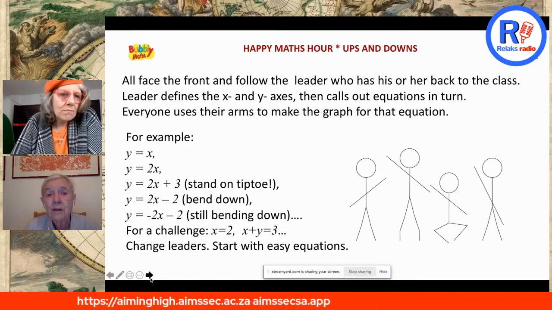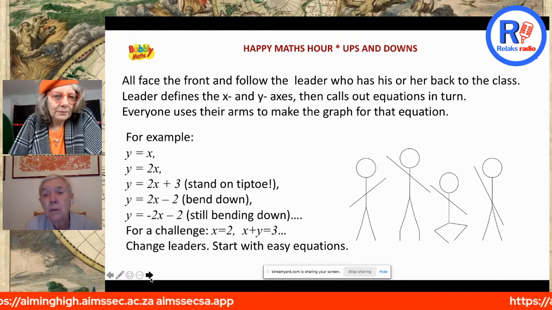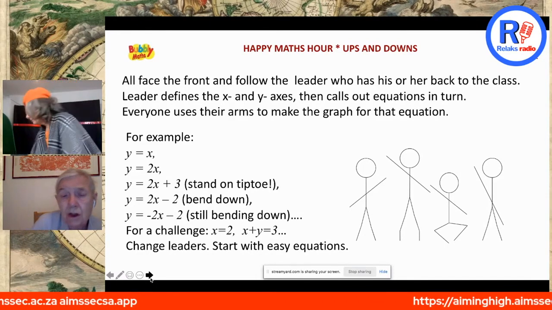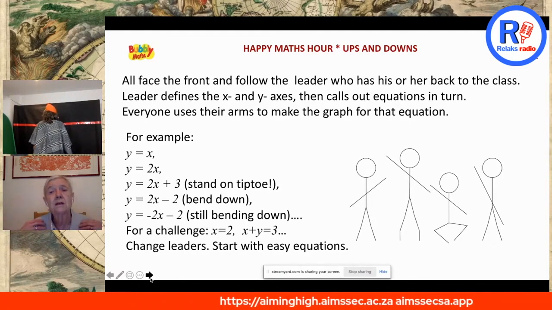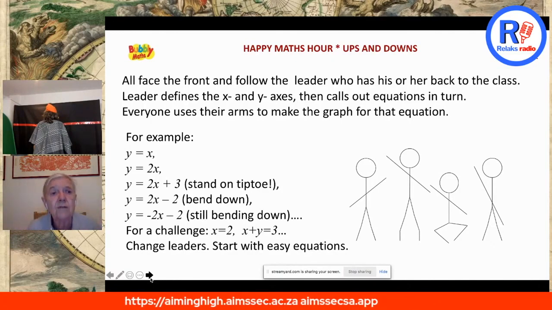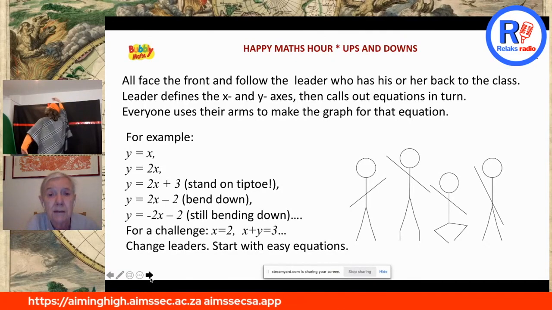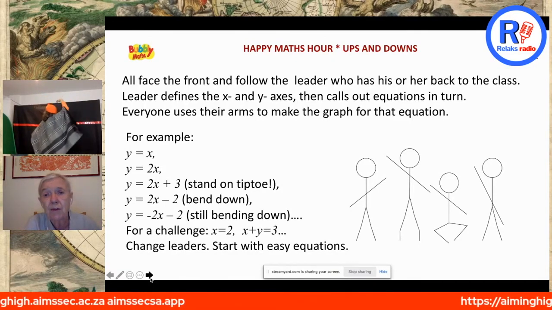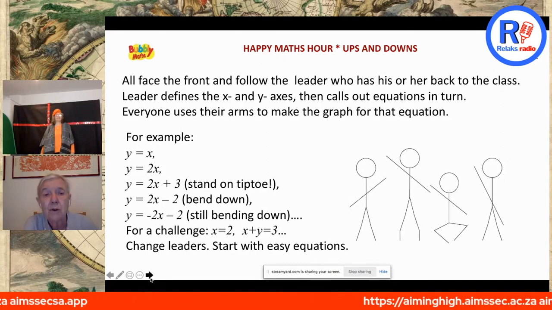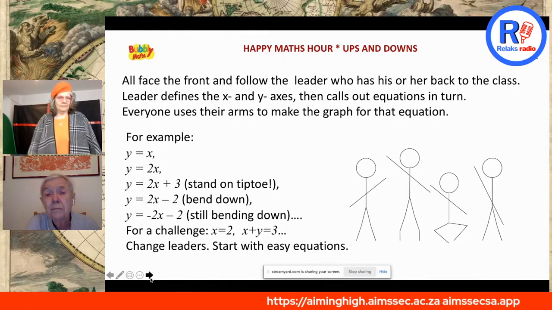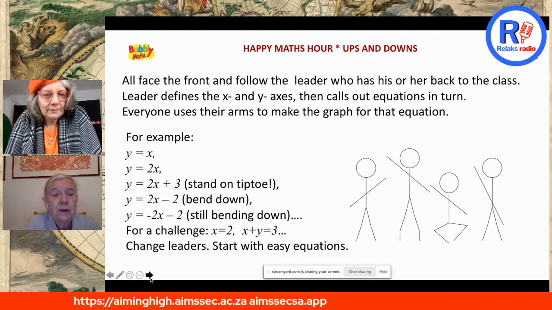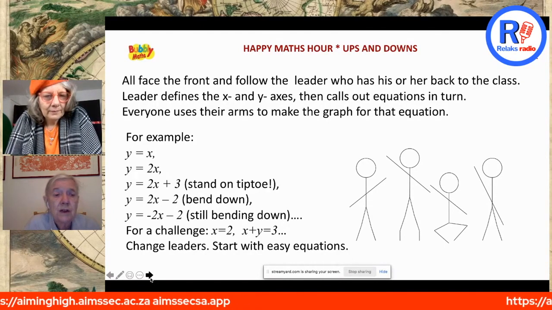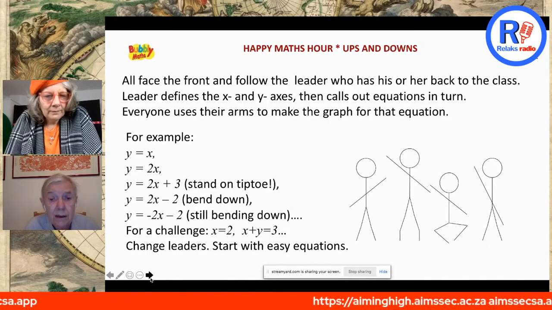So at the front, the leader has his or her back to the class so that everybody is doing exactly what the leader is doing. Everybody's looking in the same direction, including the leader. And the leader calls out the equations in turn, and everyone uses their arms to make the graph for that equation. Now, what I've written down here on this slide is some equations of straight lines.